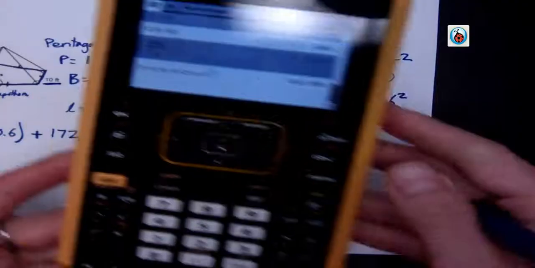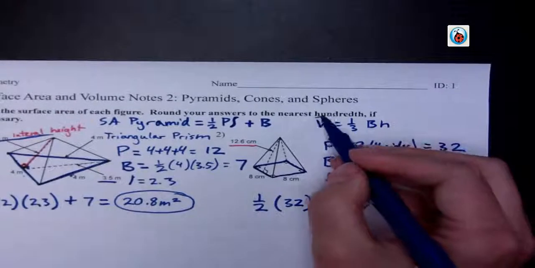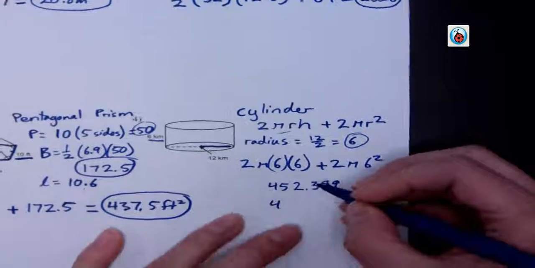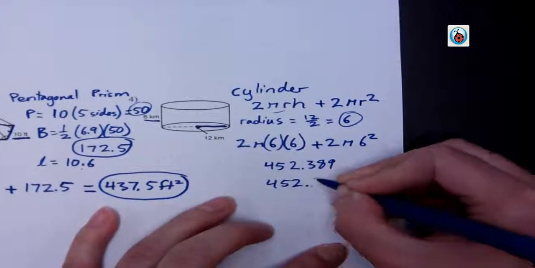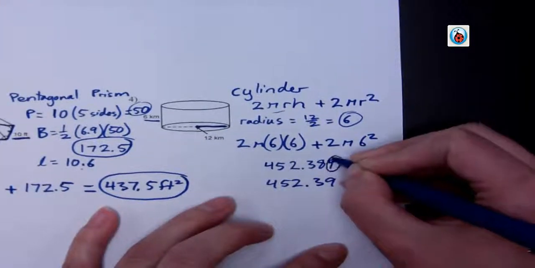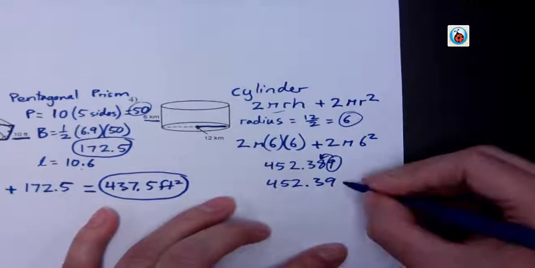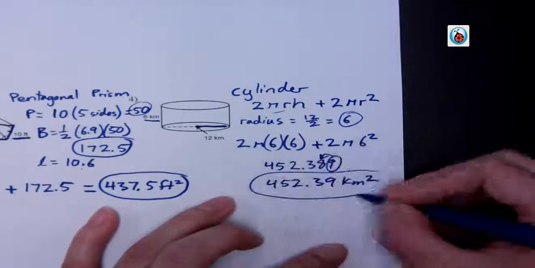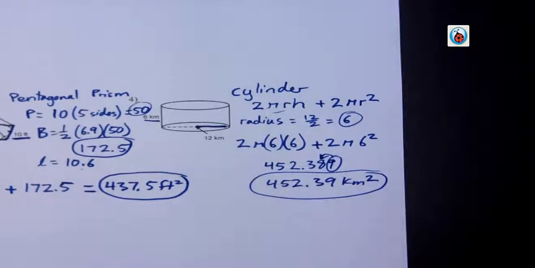452.389. And the directions on the page said to round to the nearest hundredth. So that means I'm going to round it to 452.39 because this one makes it round up. And this is kilometers squared. Alright, so when you have that, flip on over to the next page.